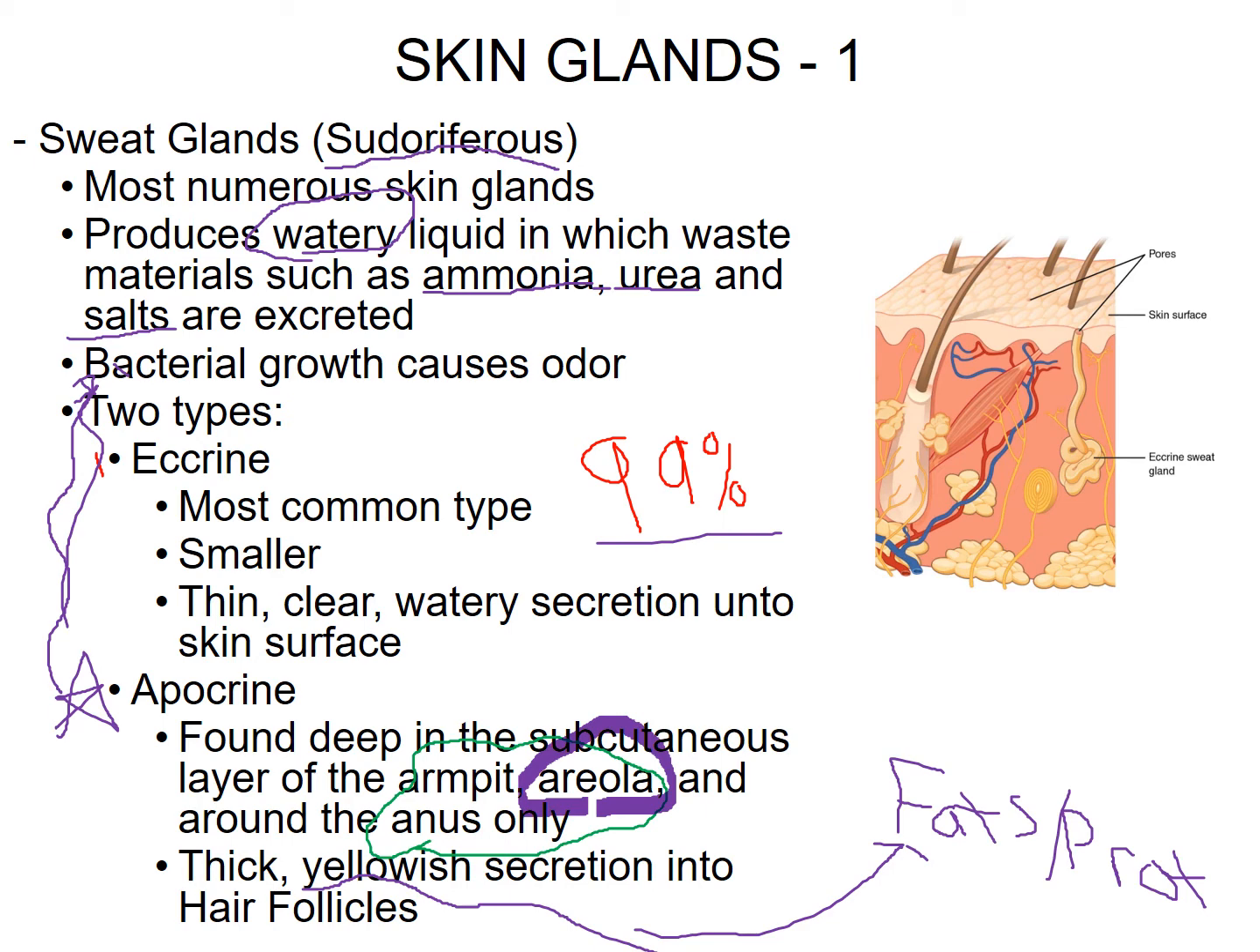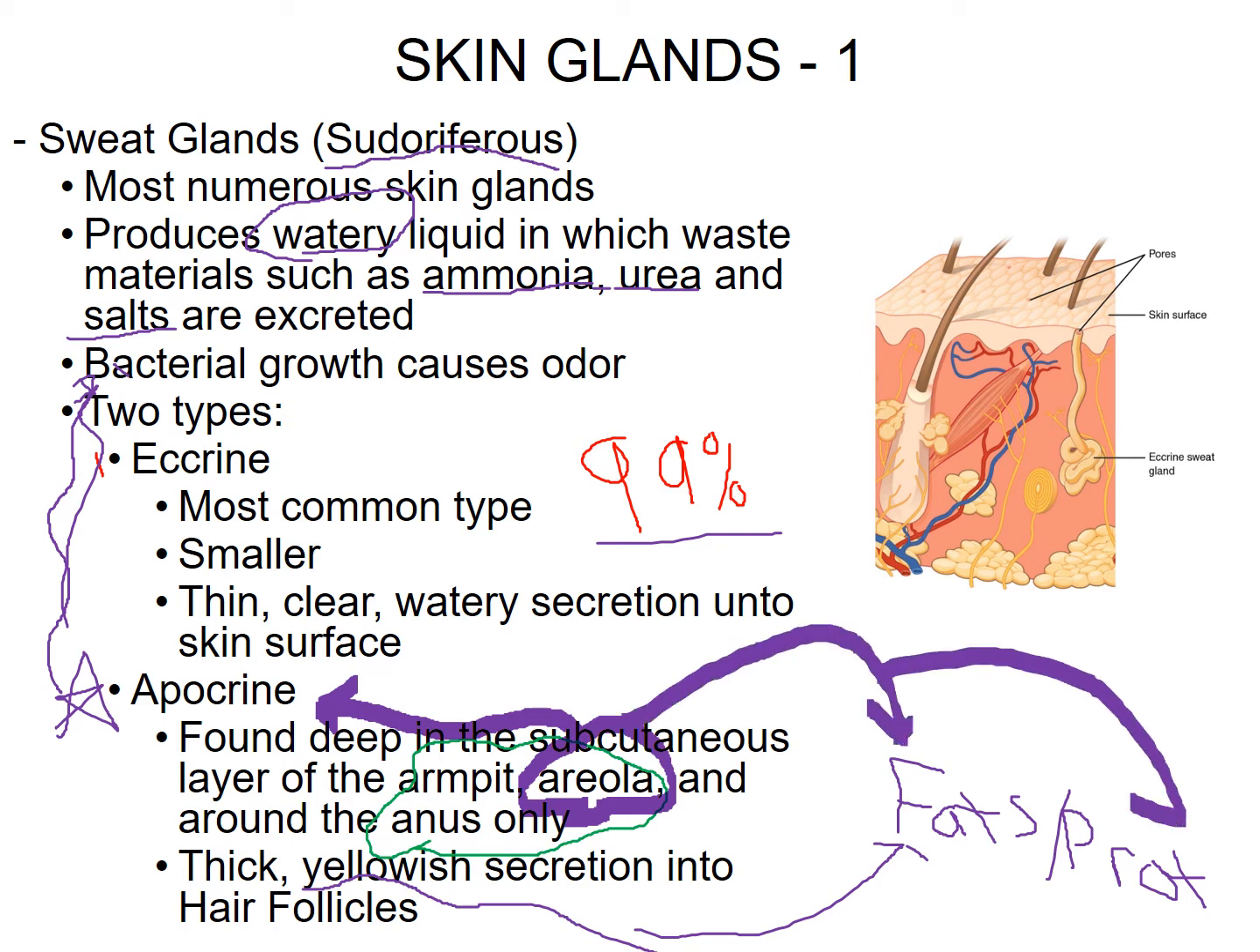So the glands that release breast milk are pretty much the same in structure and function, except we're not releasing sweat, we're just releasing milk. And that milk has a lot of fats and a lot of proteins for that baby to grow, right? So that's why we have that weird exception in this category.